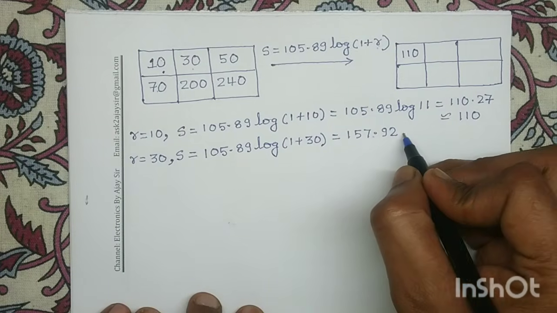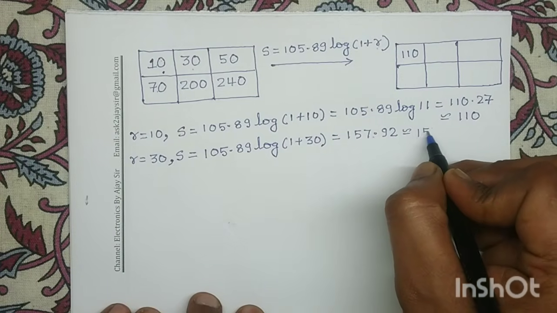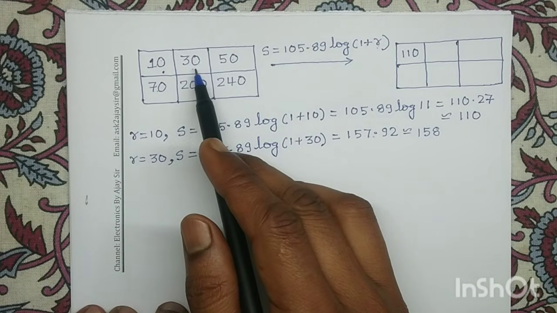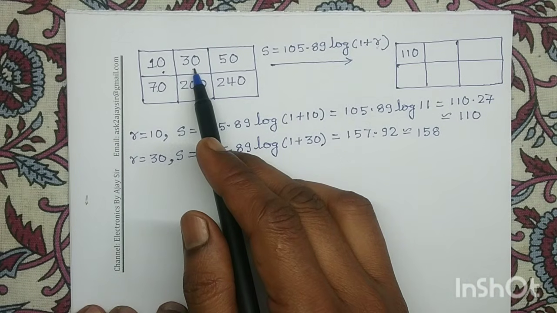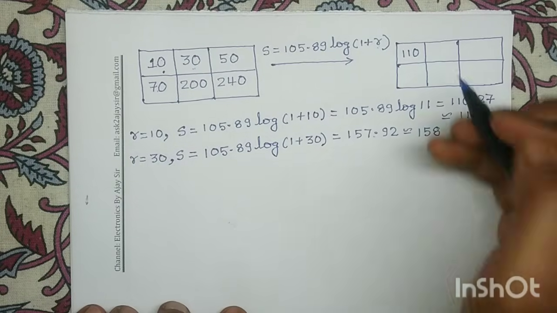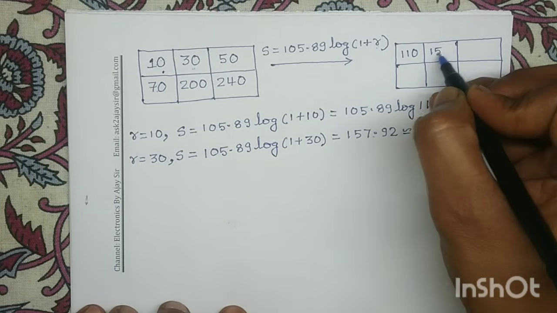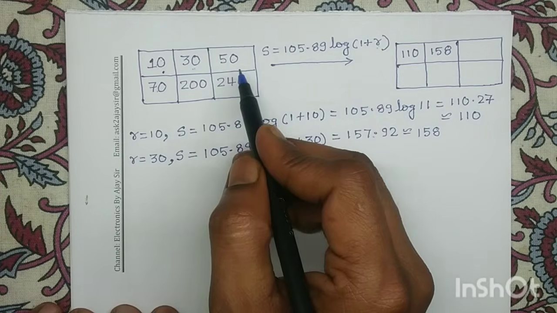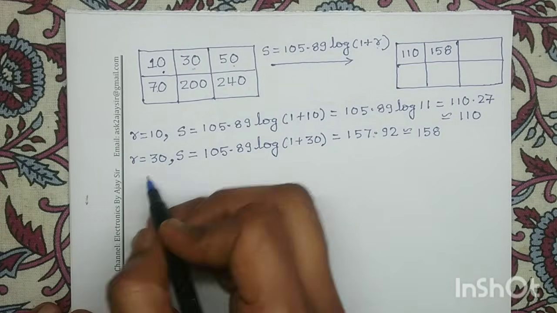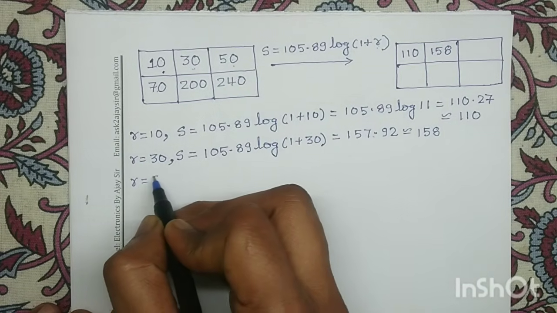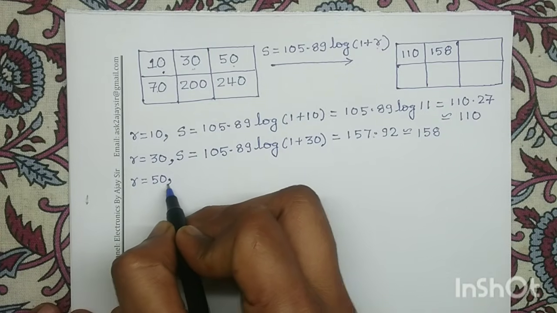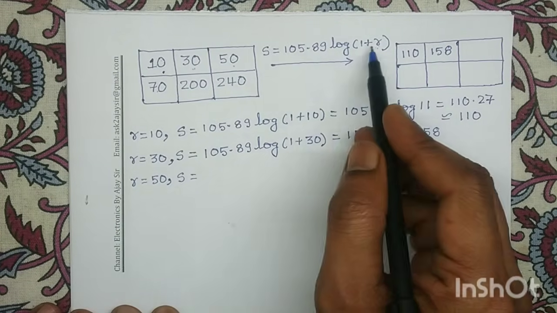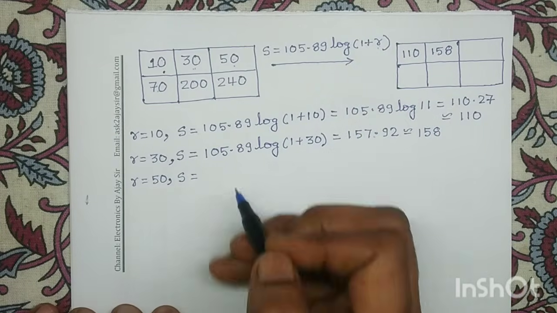157.92, the nearest integer number, it is 158. So for my input intensity level 30, I have determined the response, it is 158. So here I will write 158. Next, for the input intensity level 50, when r equals 50, in order to compute the response, in this equation, in place of r, we will substitute 50.